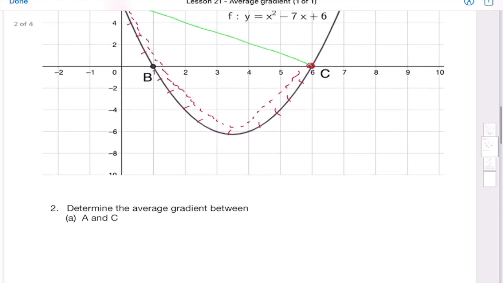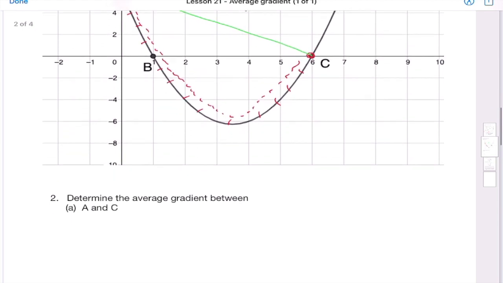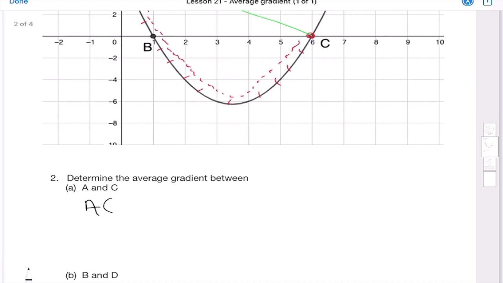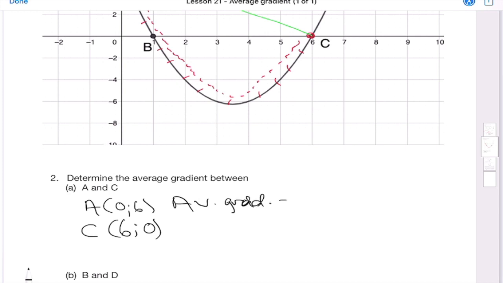We want to know the gradient, the average gradient between point A and point C. Point A has coordinates at 0, 6, and point C has coordinates at 6, 0. So the average gradient is given by the gradient of the line joining point A and C, which in this case will be equal to 0 minus 6 divided by 6 minus 0. If you simplify that, you should get a negative 1.